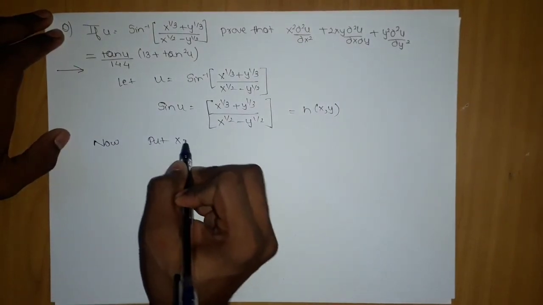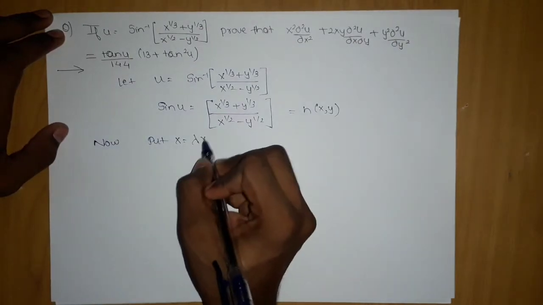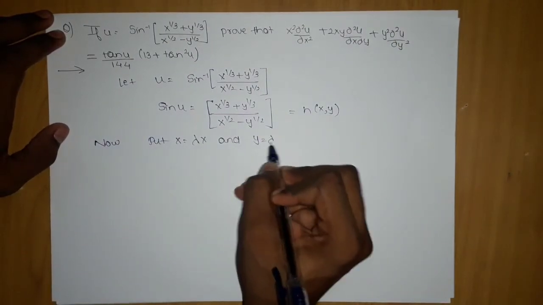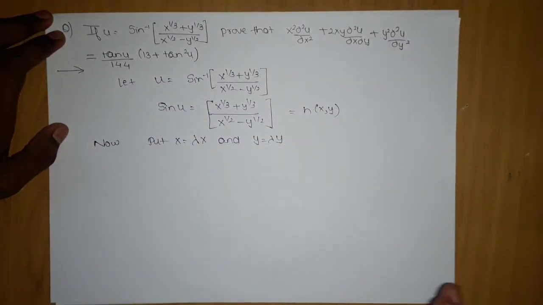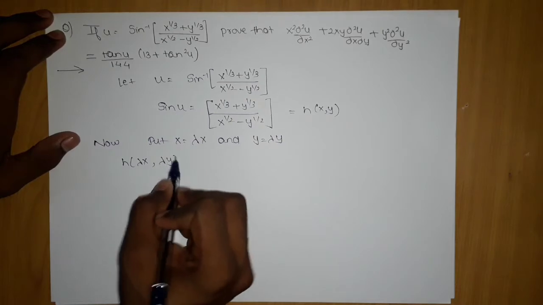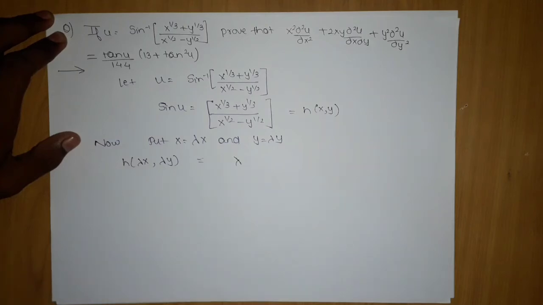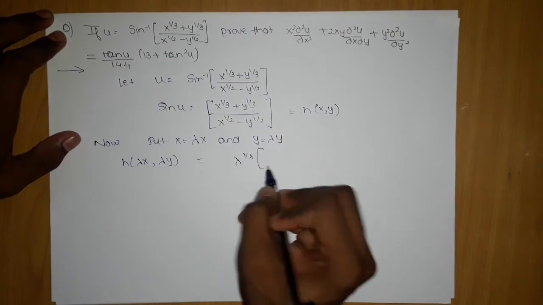Now put x. Remember all the theorems which we derived were for homogeneous functions, so we have to prove it is homogeneous, then only can we apply the theorems. So put x equals lambda x and y equals lambda y, and I have told you in an entire video how to prove homogeneous functions. We have discussed a variety of questions, so hope you will understand why we are doing this. So what we have, h of lambda x, lambda y equals, and I will take lambda power 1 by 3 outside. I'm not going to write the whole thing inside with lambda and all that stuff.